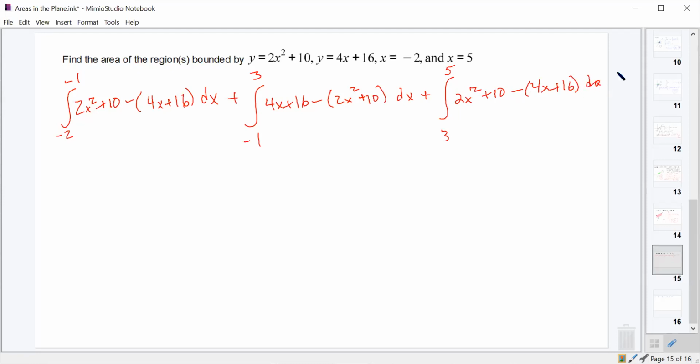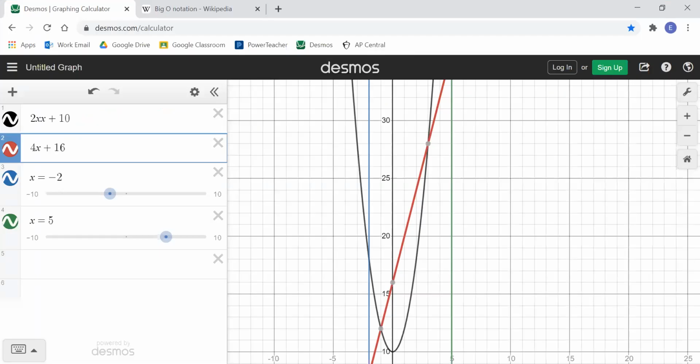And we have that integral. Good or no? Wait, can I see the graph again, please? Sure. If you need me to zoom in or out or scroll up or down, just let me know. Okay, I'm good. Thank you.